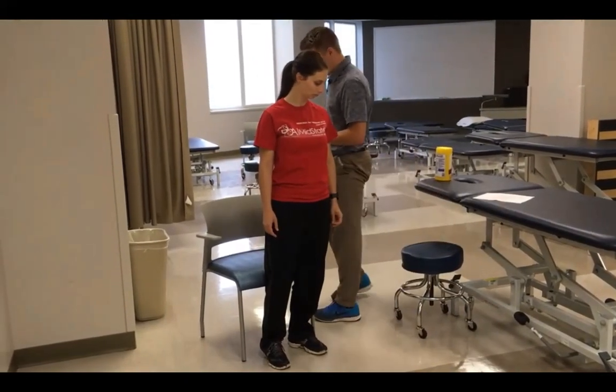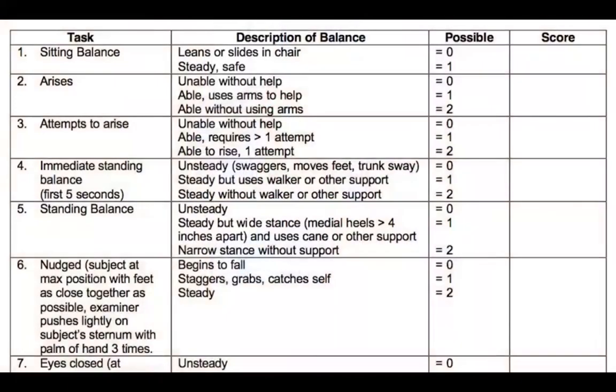Kristen was able to stand, but used her arms to help get up, giving her a 1. She arose from the chair the first try, so she'll receive a 2. Immediately after standing, she was steady without support or use of an assistive device. 2. Lastly, she stands with a narrow stance, again without support, giving her a 2.